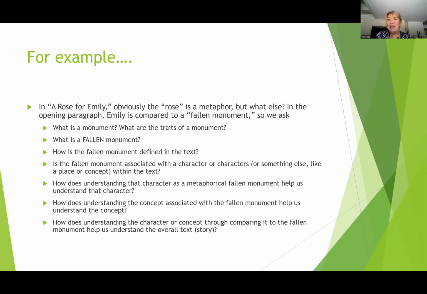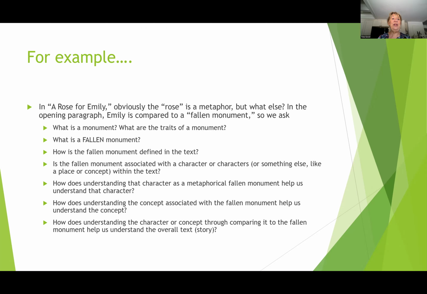And of course, one of our answers might just be the pre-Civil War South in this particular story. And then the townspeople are the post-Civil War South. And how does that help us understand what's going on in this culture as a result of the Civil War? How does understanding the concept of the fallen monument help us understand the concept?